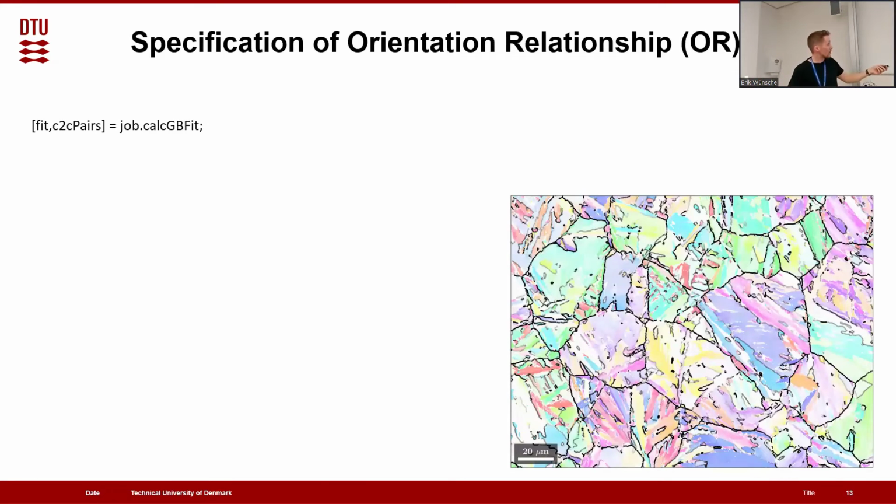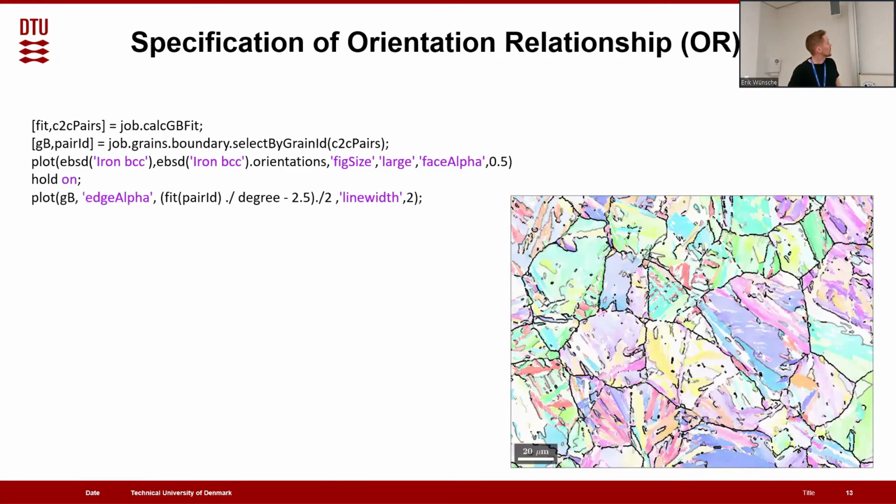We can also plot these values onto the boundaries themselves, so we can get kind of this misfit for each grain boundary, and then we can use it to tune the edge alpha value of the grain boundaries, which means that the darker boundaries here correspond to a bad fit with the orientation relationship, and some of them are almost transparent, meaning that they fit very well. And if you then can see some obvious outlines of parent grains, then you're on a good path towards a good reconstruction.